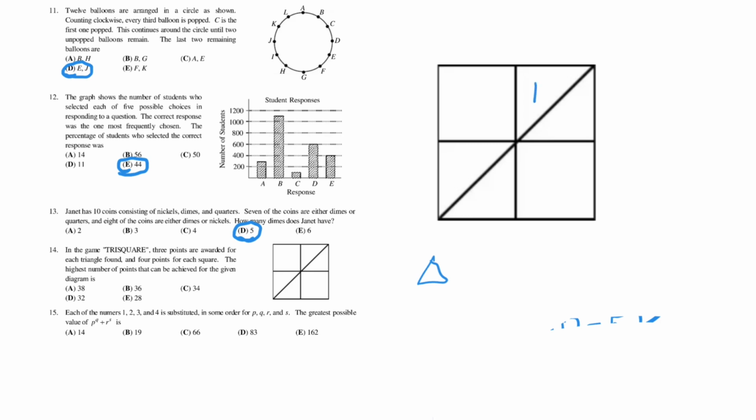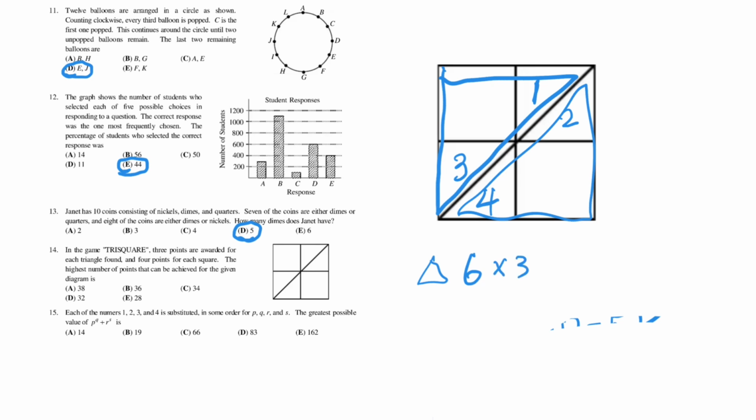Now the smaller one. 1, 2, 3, 4. And also we have the bigger one, 2 bigger ones. So total is 6. 6 times 3 equal to 18, the points.